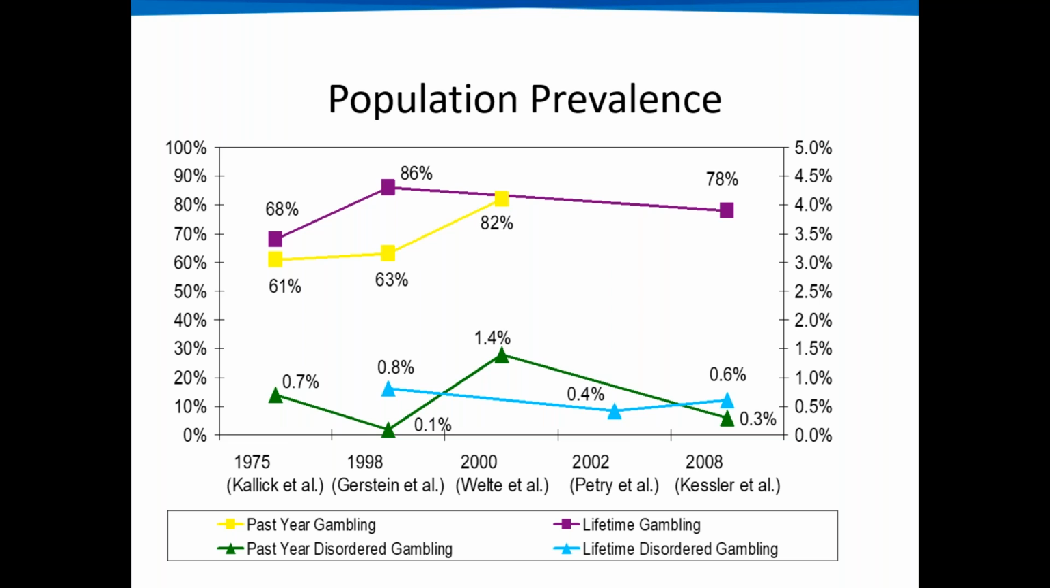But the best test of the effects of gambling legalization on disordered gambling, of course, is to look at disordered gambling before and after a casino opening or lottery implementation in a given community.